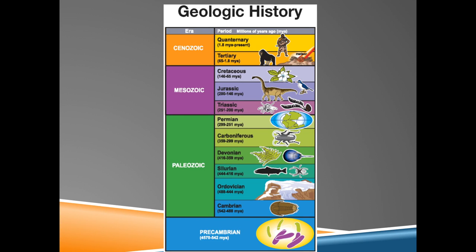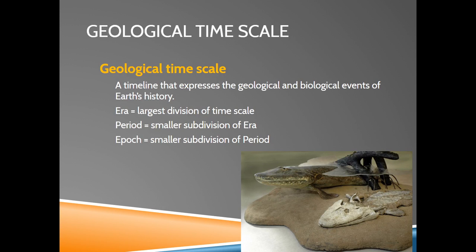But then, if you look, you can see in the Tertiary, we have that meteorite striking Earth that most likely ended the reign of the dinosaurs, and that ushered in the era of the Cenozoic. And currently, we're in the Quaternary period, and that's when many of the early man and our recent time frame exists. So the geological time scale is a timeline that expresses the geological and biological events of Earth's history. That's what it is defined as.